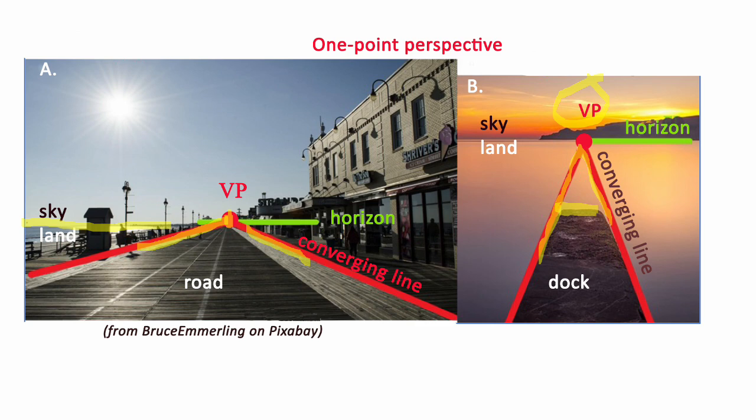Now, these vanishing points are on the horizon because this road and this dock are horizontal, just like the floor of your house.